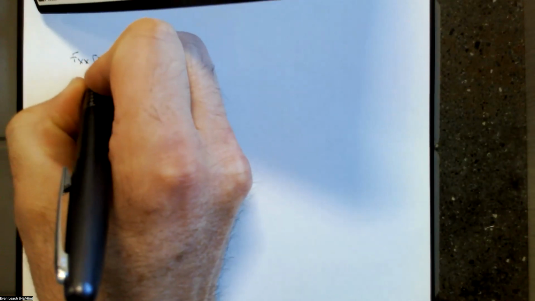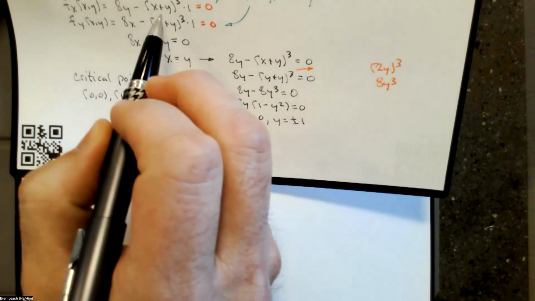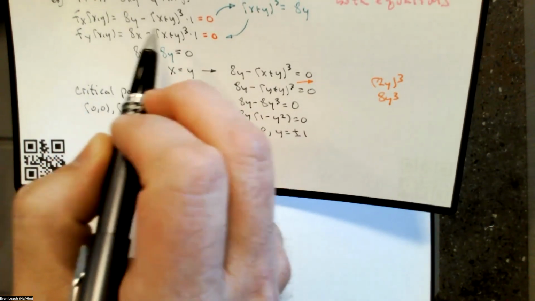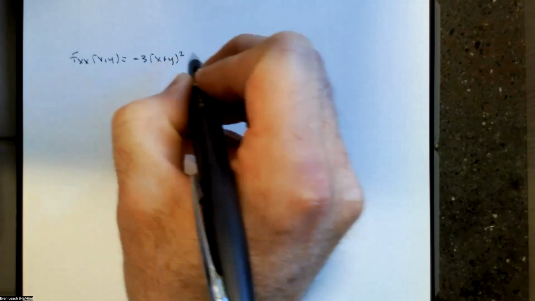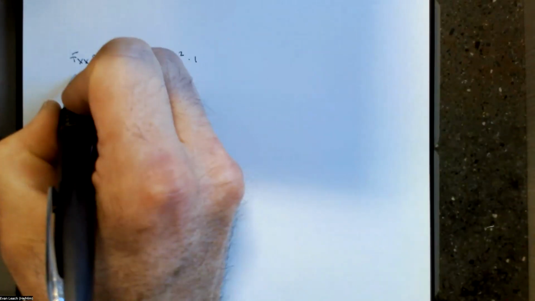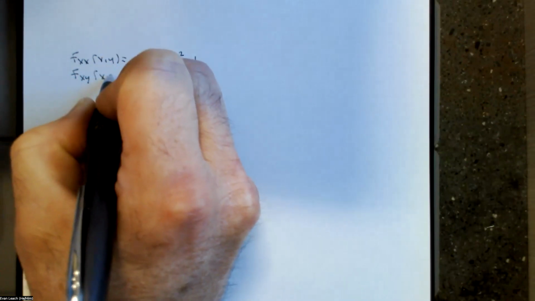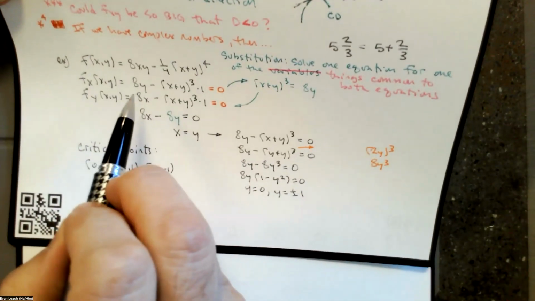So anyway, I need some second derivatives. Fxx. So fx is 8y minus x plus y cubed. So 8y is constant with respect to x, so the derivative is 0. The derivative of minus thing to the third is minus 3, that thing squared, times the derivative of that thing. Fxy, since I need one of the mixed partials, the derivative of 8y with respect to y is going to be 8.